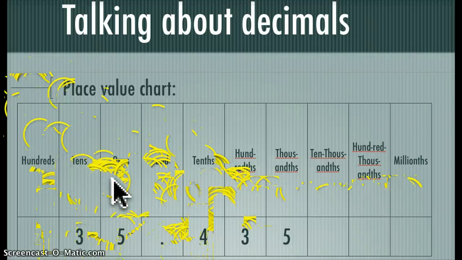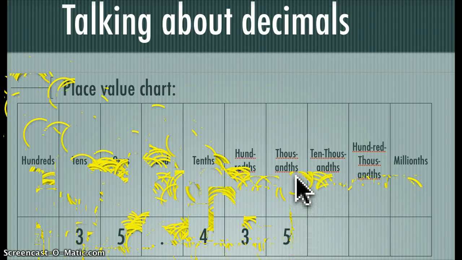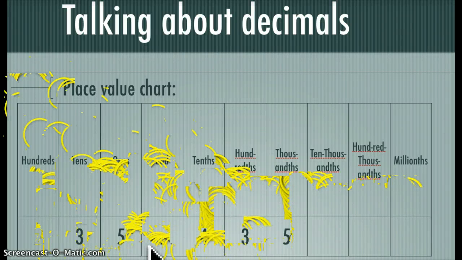We do the same thing here. We say the whole numbers first. 35. Say it just like normal. Now we say the decimal point as "and." 35 and. We say this number as if it were a whole number, 435, and then say the place value furthest to the right. Here we have thousandths. So it's 35 and 435 thousandths.